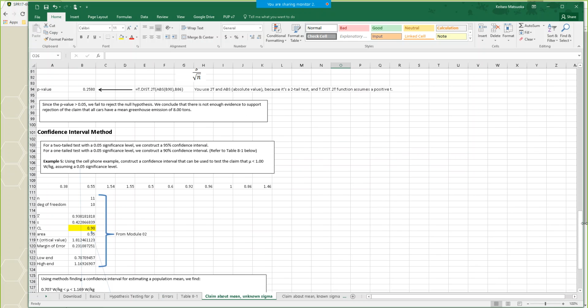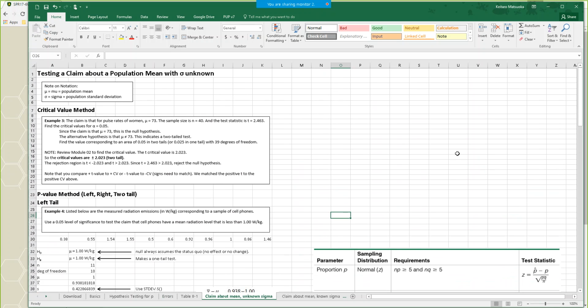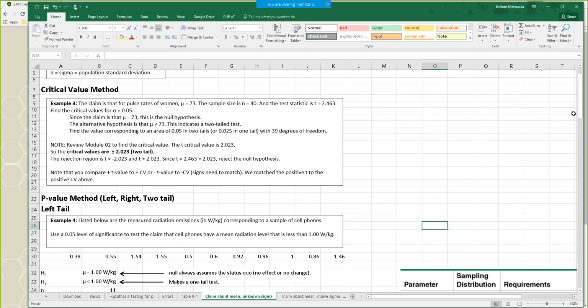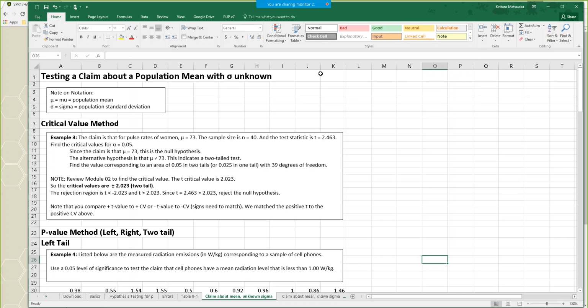Now, let's move on to testing the claim about the population mean with sigma unknown. That's typically the case because in the real world, it's very hard to know what sigma is. So this is most likely the case you're going to run into. And so this is a tab about the claim about the mean with unknown sigma. So just remember the notation: mu means the population mean, and sigma, the O with the little tail, is the population standard deviation. So just know those two things because they're going to pop up.